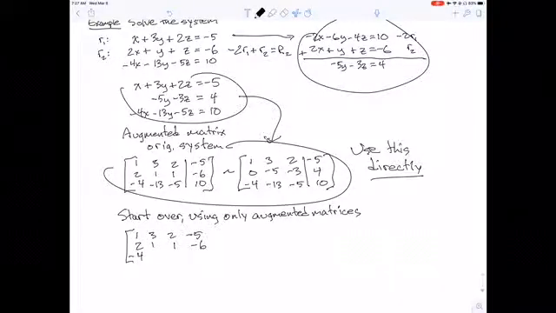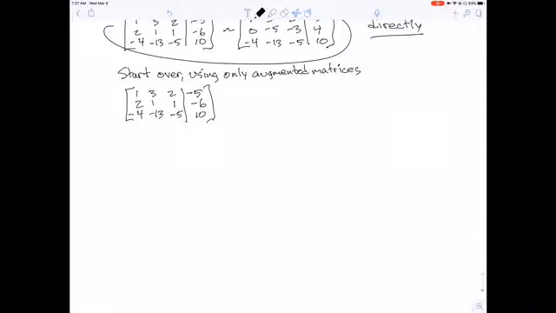So that's 1, 3, 2, negative 5, 2, 1, 1, negative 6, negative 4, negative 13, negative 5, and 10 with a vertical line. And let's get going. So what I'm doing here is I'm taking negative 2 times row 1. There's row 1, row 2, row 3. Negative 2 times row 1, and I'm adding that to row 2 to create my new row 2.